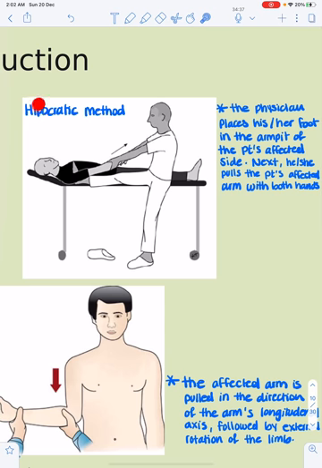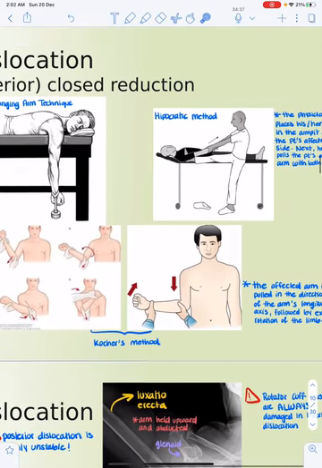It should be a double P, but that's a spelling mistake. What is the Hippocratic method? I also wrote a brief explanation here. The physician will put their foot, specifically the heel of their foot, in the armpit of the patient's affected side, and then pull the hand. This traction will pop the humeral head back into the socket, achieving relocation.